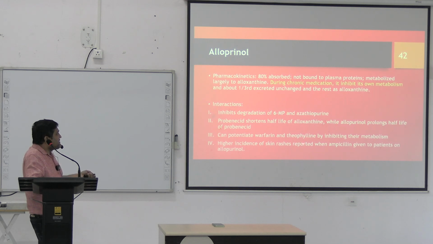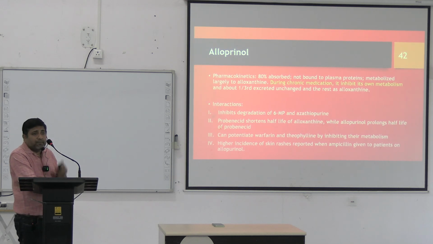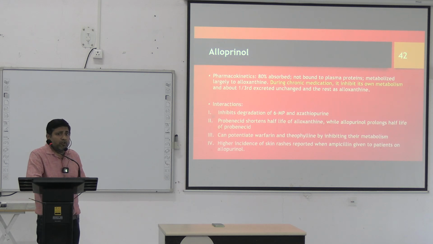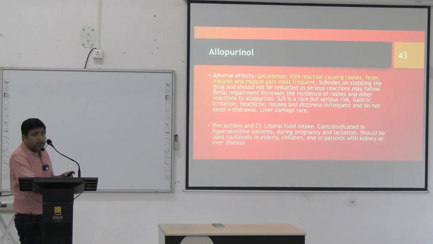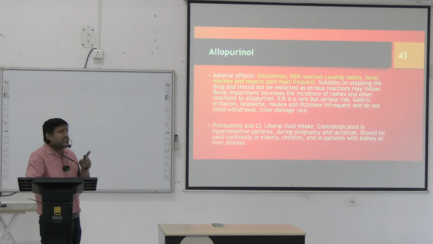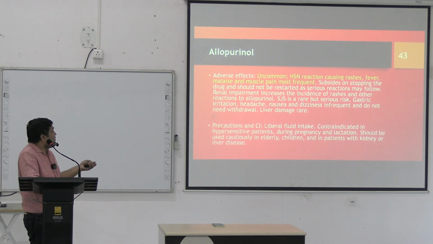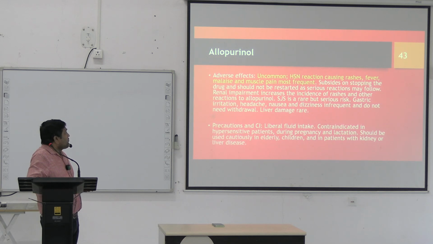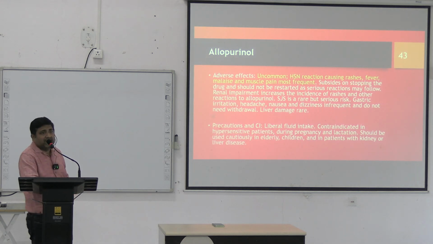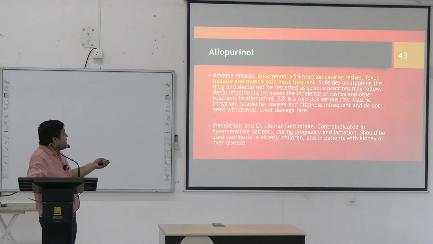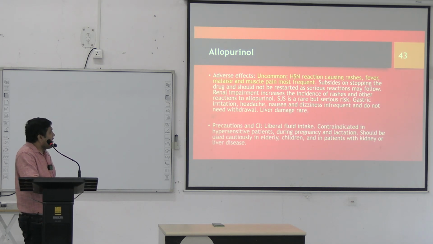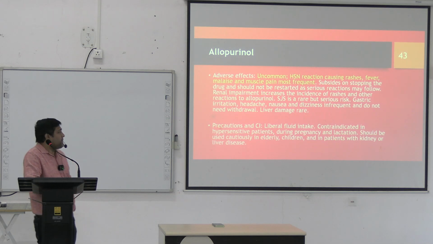There is a higher incidence of skin rashes reported when ampicillin and allopurinol are co-administered. Adverse effects are uncommon, but hypersensitivity reactions may be seen, causing rashes, fever, malaise, muscle pain. They subside on stopping the drug, but the drug should not be restarted again as a serious reaction may be seen. Renal impairment increases the incidence of rashes and other reactions. Stevens-Johnson syndrome is a rare but serious side effect. Gastric irritation, headache, nausea, dizziness can be seen.